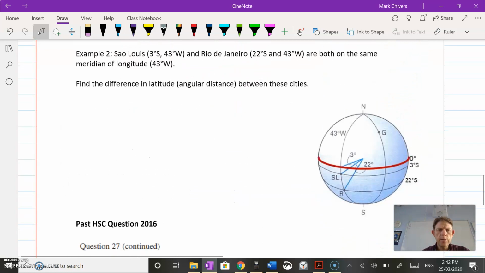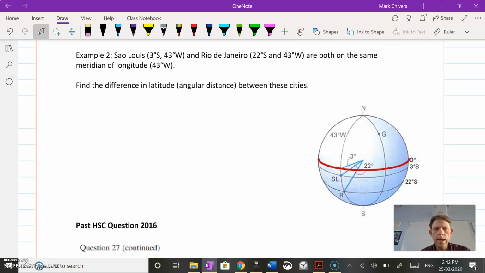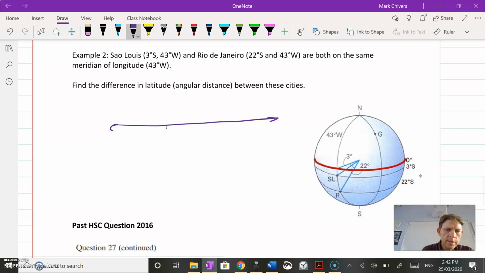And then moving on to the next one, we've got Sao Luis and Rio de Janeiro are both on the same line of longitude, 43 degrees west, and we want to know their angular distance between the angles of latitude. So if once again we draw ourselves a little line, both of these are south, so if we think of 0 degrees as the equator, Sao Luis is just in front of it, so that's 3 degrees, and Rio de Janeiro is a bit further away from it, so 22 degrees. So we want to know this distance in here.